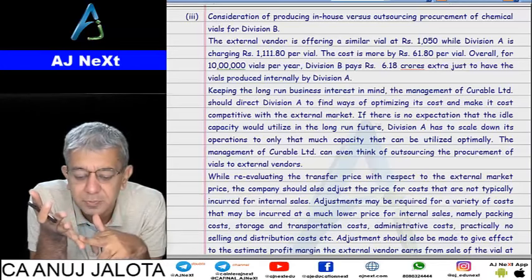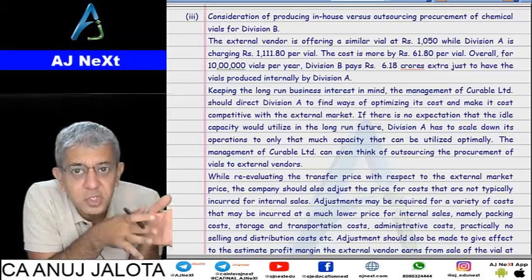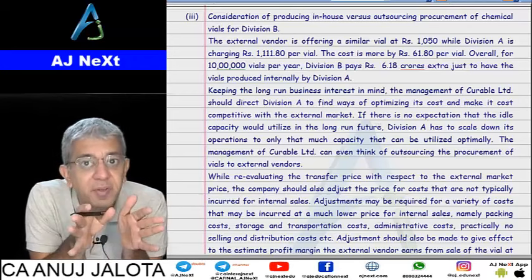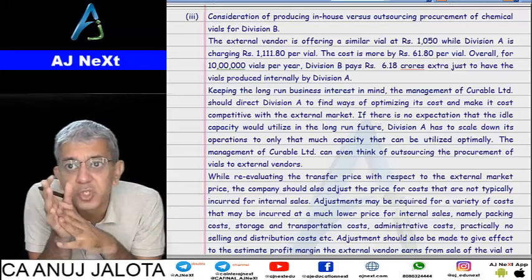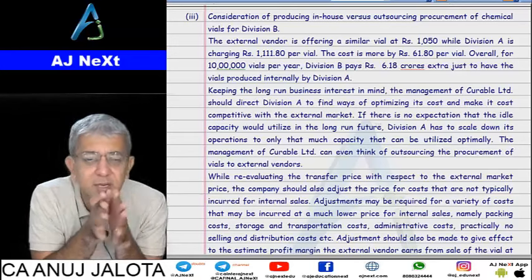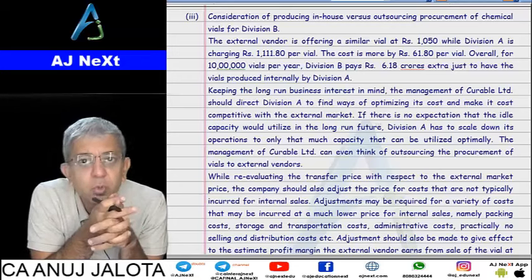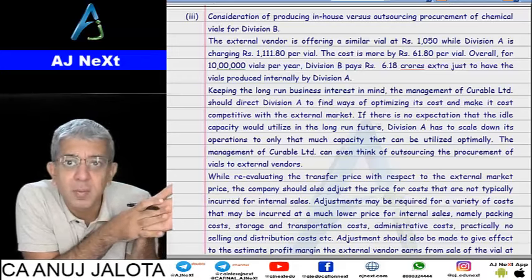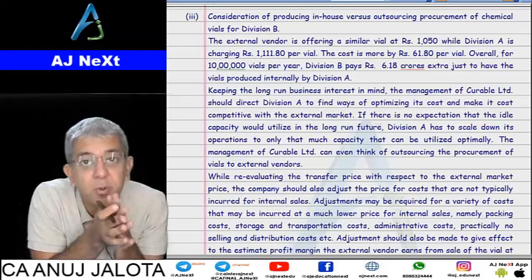What is happening currently is that division A is being able to use 25 lakhs. Now, if suppose division B is not there, it will be only able to use 15 lakhs. So that is not good. So then what to do? Should division B pay a higher amount just because division A cannot be doing that?